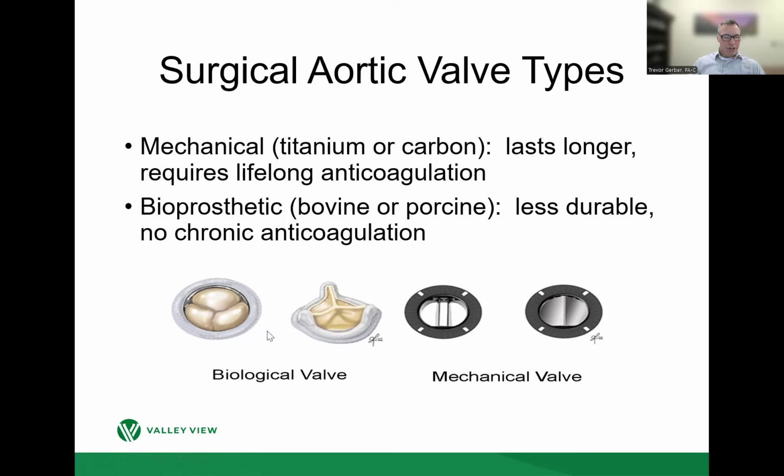On the left of your screen here are biologic or bioprosthetic valves. They are typically made up of cow or pig parts, bovine or porcine parts, that are fashioned onto a stent that is shaped into the valve that will be implanted. These are less durable than mechanical valves. Typically, they last somewhere between 10 and 15 years. But the benefit of bioprosthetic valves is that they do not require lifelong anticoagulation. And biologic valves are the most common valves that are implanted via a SAVR.